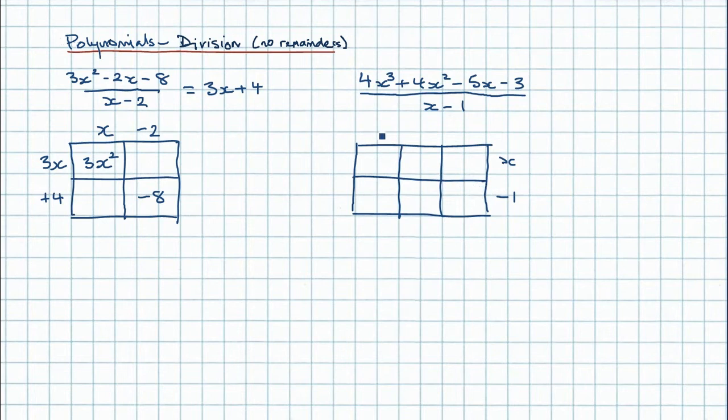So now we can start filling this in. 4x cubed has to go there. So whatever we multiply by x, the 4x cubed must appear here. So we know that's going to be 4x squared, because 4x squared times x gives us 4x cubed. We can also fill in this one because we've got our final term here, minus 3, and minus 3 divided by minus 1 will give us simply 3. So our last term is here.